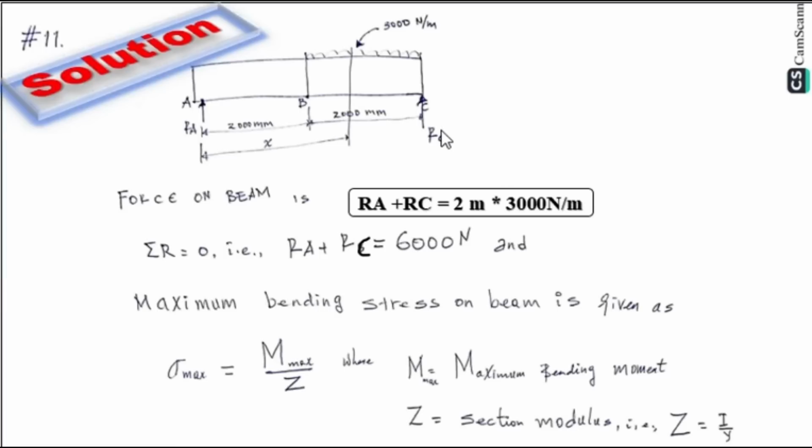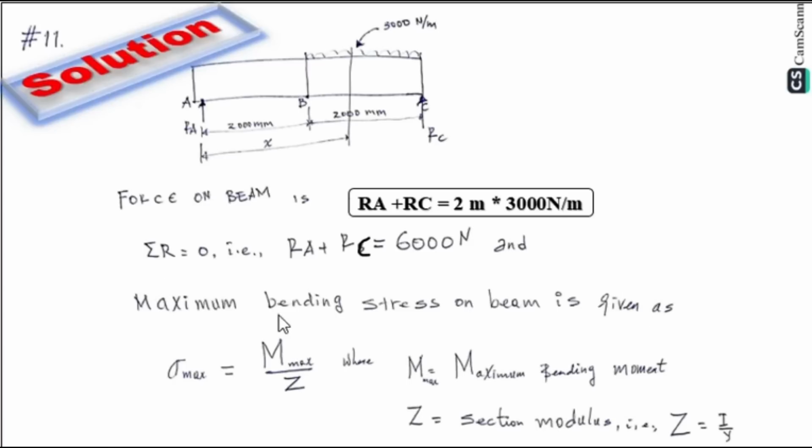times the distance of 2 meters over which the load is distributed. That means per 2 meters, it becomes 2 times 3000 Newton per meter. So the reaction force RA plus RC is equal to 2 times 3000 Newton, which is 6000 Newton. And the maximum bending stress on the beam is asked here.